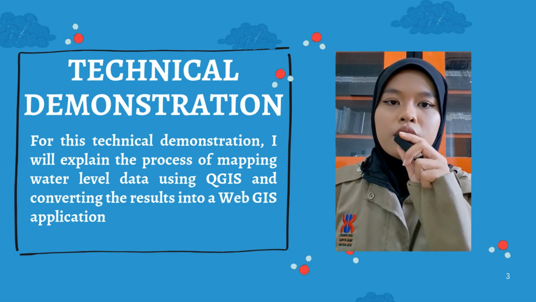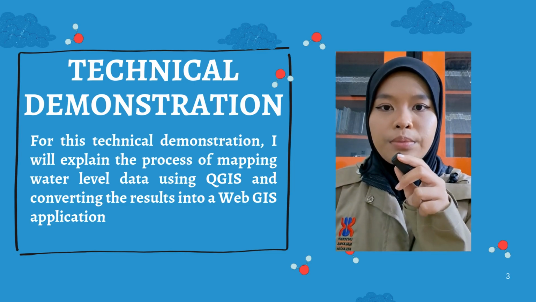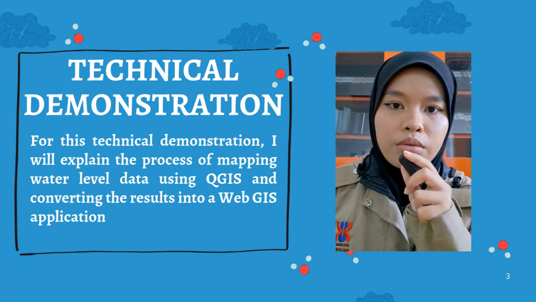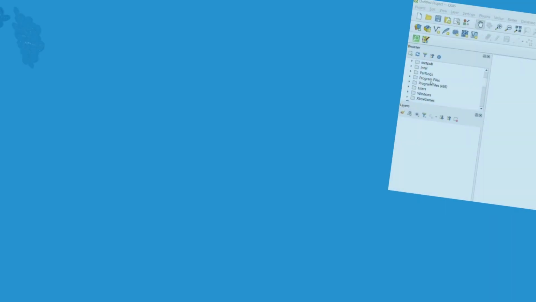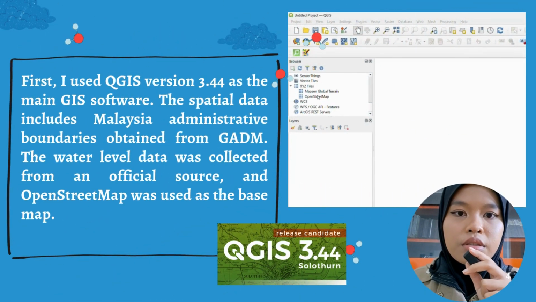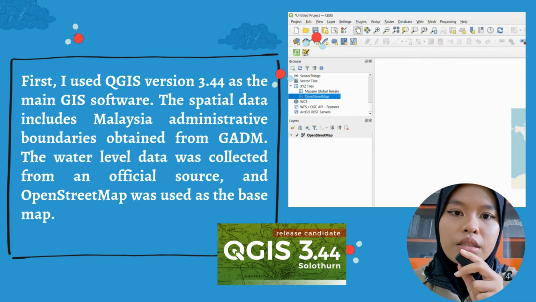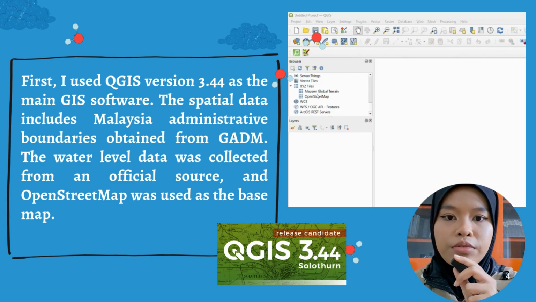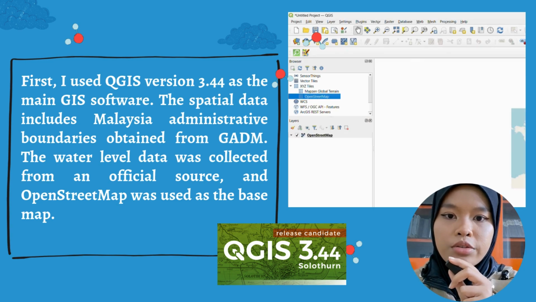For this technical demonstration, I will explain the process of mapping water level data using QGIS and converting the result into a WebGIS application. First, I use QGIS version 3.44 as the main GIS software. The spatial data includes Malaysia administrative boundary obtained from GADM. The water level data was collected from an official source, and OpenStreetMap was used as the base.